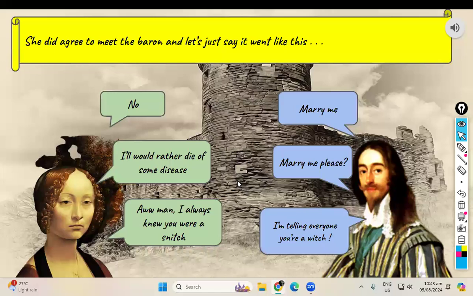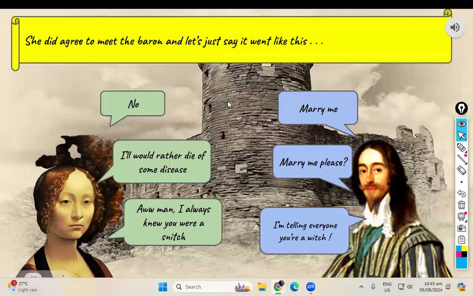So things didn't really go too well there for Mr. Smelly. But next week, we will have the conclusion to this story, and we will see what happens to Jenny.